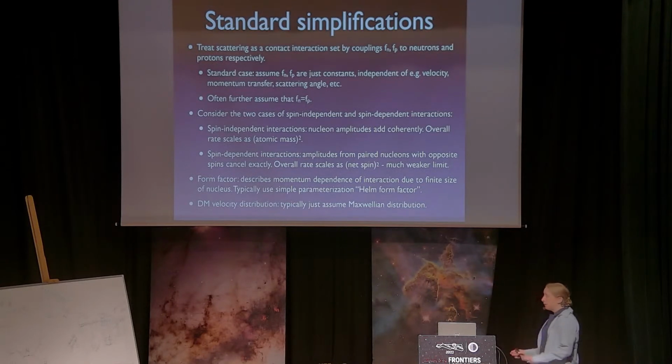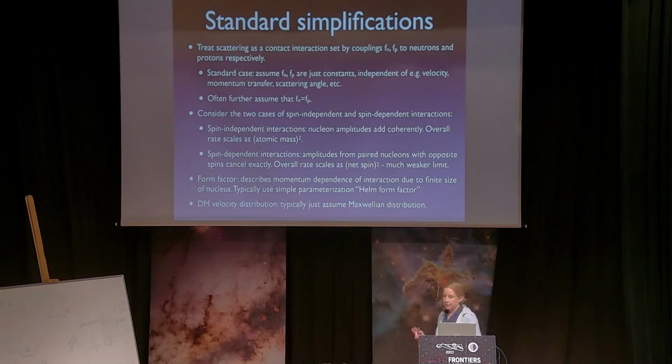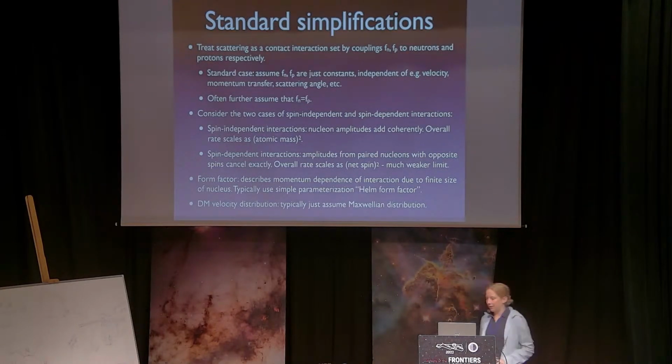So there are a bunch of simplifications that are made within the standard calculation. And a lot of the non-trivial dark matter models, or non-trivial signatures in these experiments, basically come from asking: what if we relax one of these assumptions? The standard set of assumptions is that we can treat the scattering as a contact interaction set by some couplings we'll call Fn and Fp of the dark matter to neutrons and protons respectively.